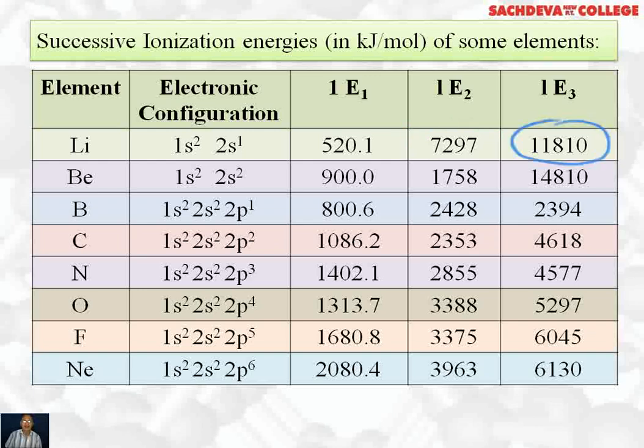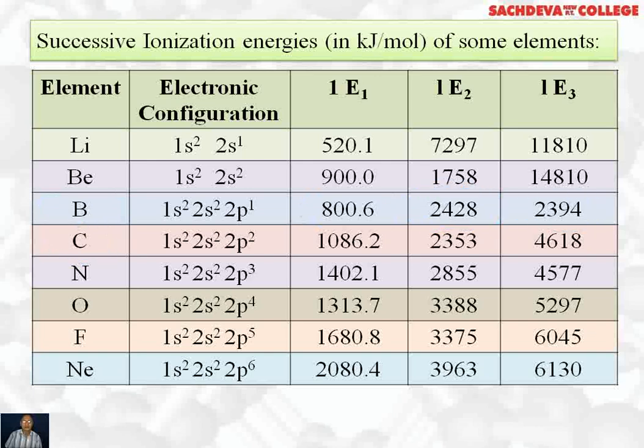Third is even higher. In case of beryllium, electronic configuration is 1s2, 2s2. First ionization energy is 900 and second is almost double, 1758 kilojoules. But third ionization energy is extremely high. The reason is that after losing two electrons, it becomes the nearest noble gas configuration, that is most stable. In case of boron, first ionization energy is 800, second is 2428 and third is 2394.